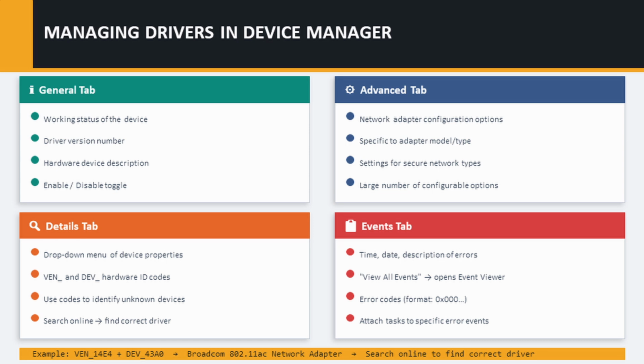The Events tab logs all errors and warnings associated with the driver, including the time and date of each event. The View All Events button opens the full event viewer, which provides error codes in the format 0x000 and more. You can also attach tasks to specific error events, for example, displaying a message prompting a user to call support when a particular error occurs.